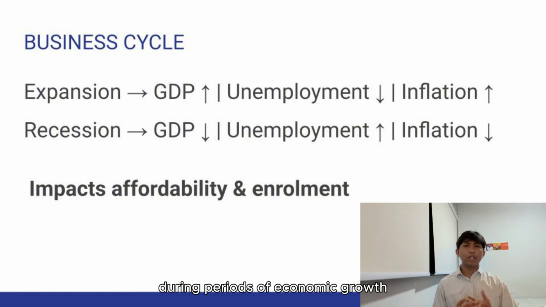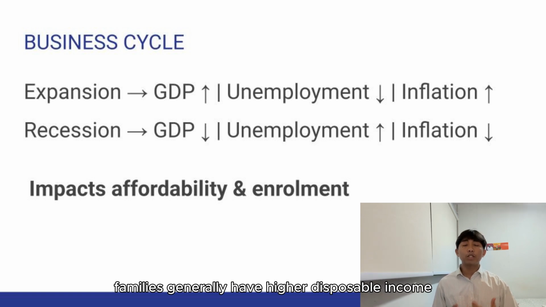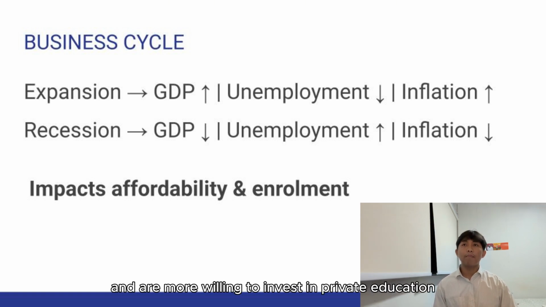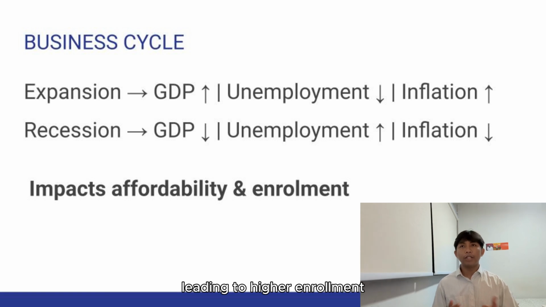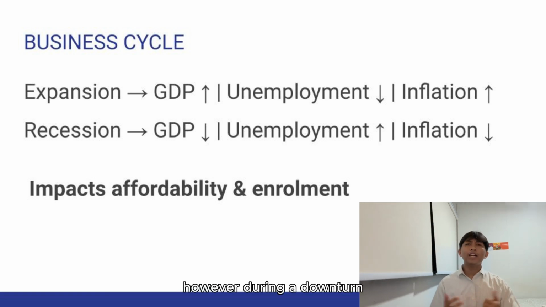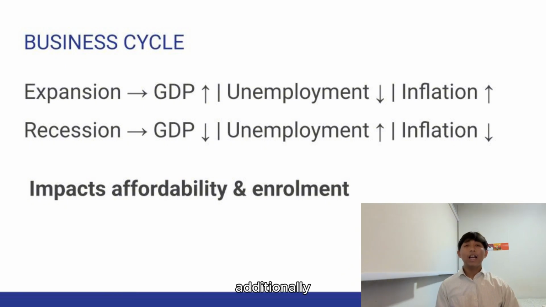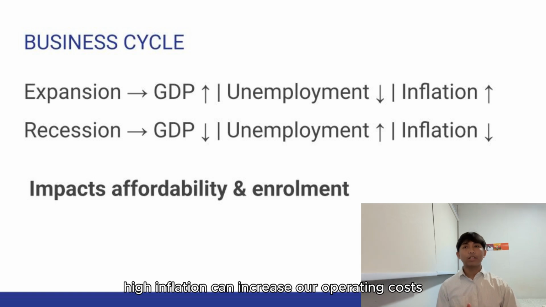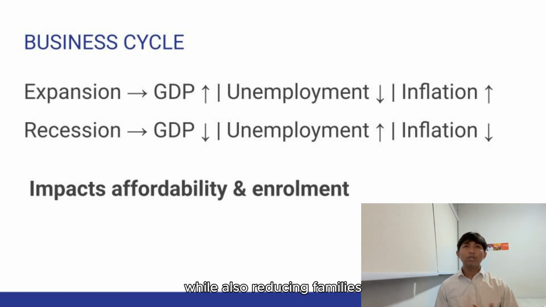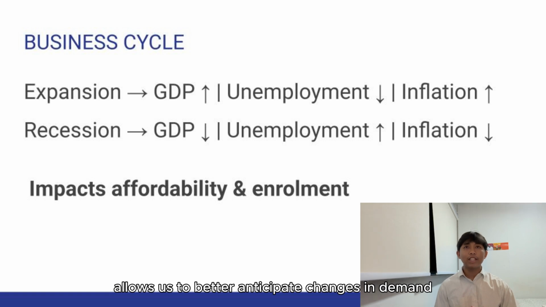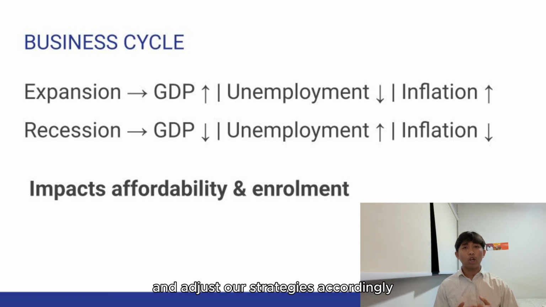During periods of economic growth, families generally have higher disposable income and are more willing to invest in private education, leading to higher enrollment. However, during a downturn, rising unemployment and financial uncertainty may cause families to prioritize essential spending, reducing demand for private schooling. Additionally, high inflation can increase our operating costs, such as salaries and rent, while also reducing families' abilities to afford our services. Therefore, understanding the business cycle allows us to better anticipate changes in demand and adjust our strategies accordingly.